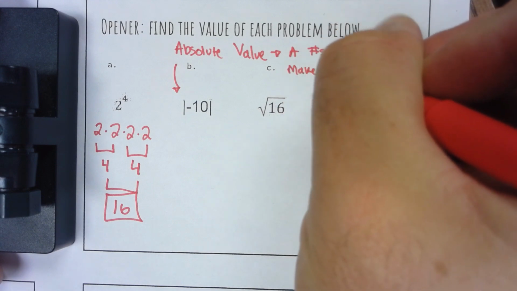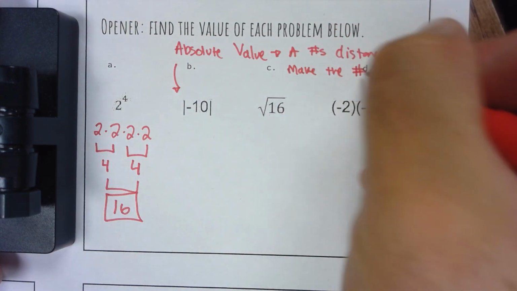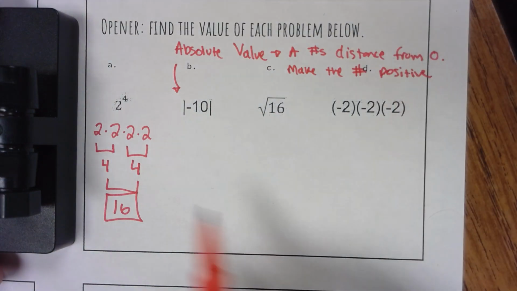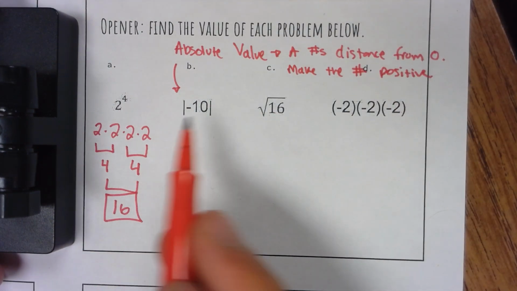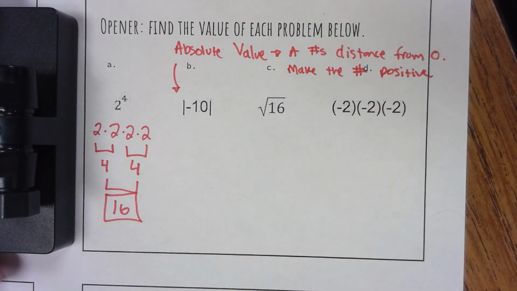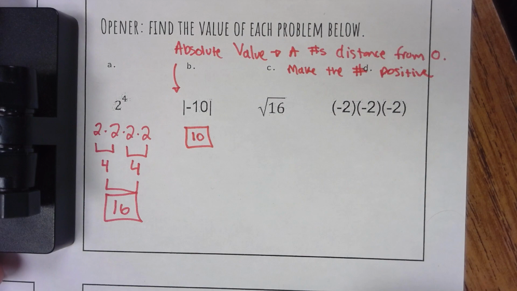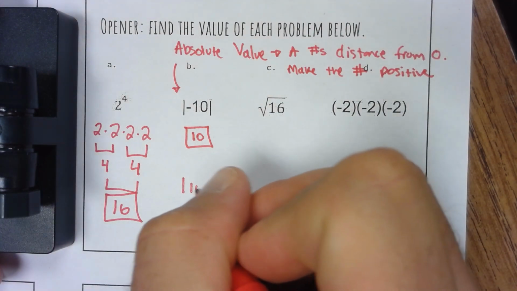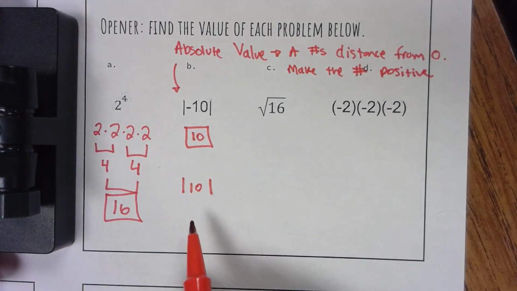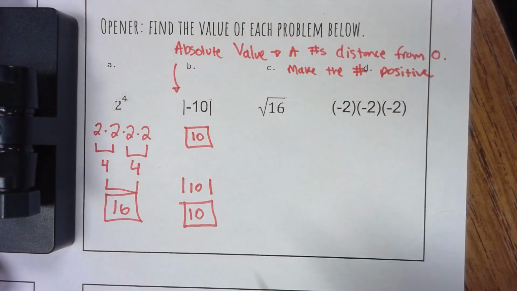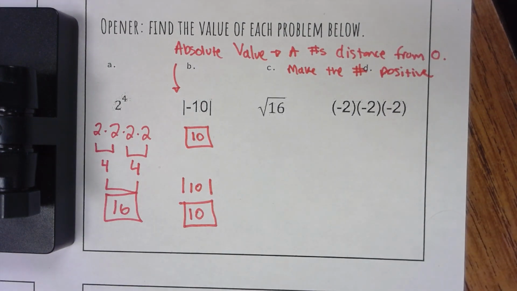So when we're taking the absolute value of a number, we're going to always just make it positive. So make the number positive. So the absolute value of negative 10, its distance from 0 is 10 units. So we would just say that that is 10. If I was taking the absolute value of 10, that is also 10 units from 0. So this would, again, be 10. We're not making a negative. It just always turns to positive. If it's already positive, it stays that way.